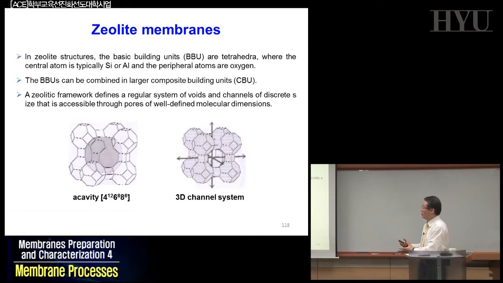But anyway, one of the beauties of this zeolite is that it can have a very well-defined molecular dimension of those pores. So through those very well-defined pores, they have very good separation and selectivity. But still, the economics might be an issue in this case.